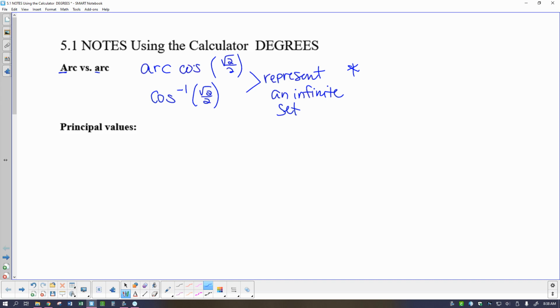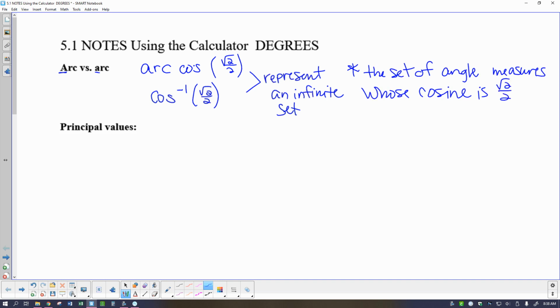And another way of saying or writing this is the set of an angle measure or angle measures whose cosine is square root of 2 over 2. And remember, if you were to type that in your calculator, it would be a decimal. So really, you're trying to find the angle measure. And we've done that before in geometry and algebra 2. So we'll talk more about that when we get to some more concrete examples.